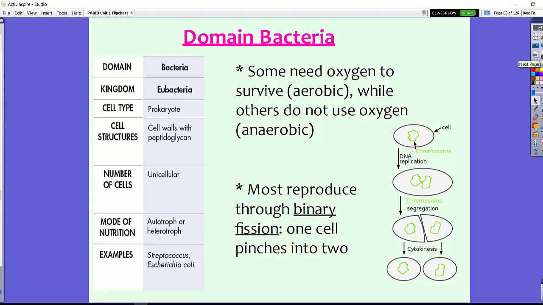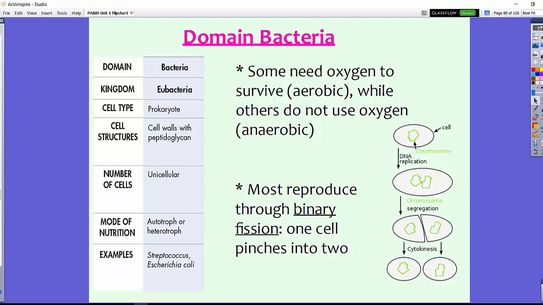As I mentioned, we're going to talk a little bit about specific domains here and later specific kingdoms. But let's just talk a little bit about domain Bacteria. I mentioned that it only has one kingdom within it. And if you look at the cell type, these are prokaryotes, meaning that they are cells that have no nucleus within them. So pro equals no nucleus. And I mentioned the biggest difference between domain Archaea is that domain Bacteria has cell walls with peptidoglycan in them.